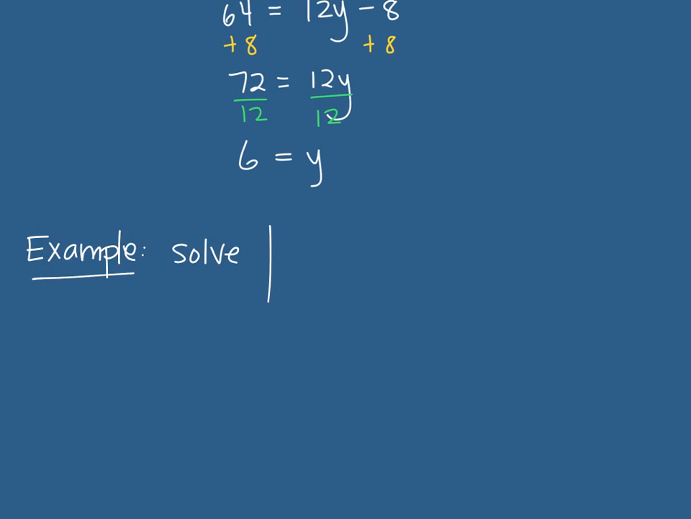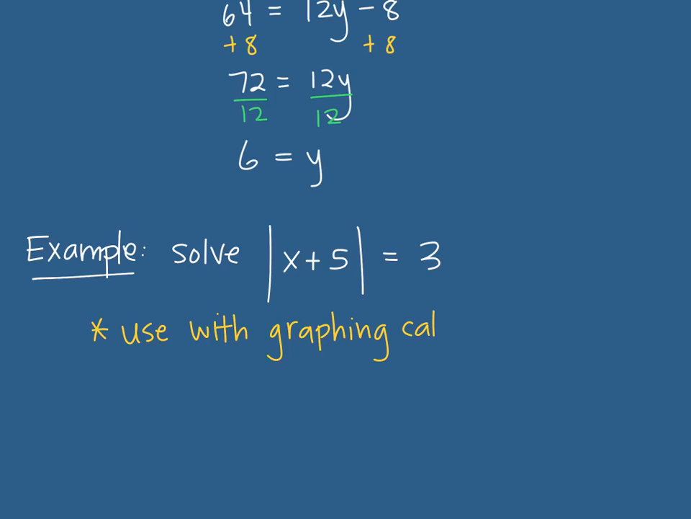Solve. Absolute value, x plus 5 equals the regular number 3. All right, how are we going to solve absolute value problems? These we are going to do with the graphing calculator. So if you don't have that out on your desk right now, could you get it out, please? Because we're going to learn or refresh our memories on how to solve that with a graphing calculator.